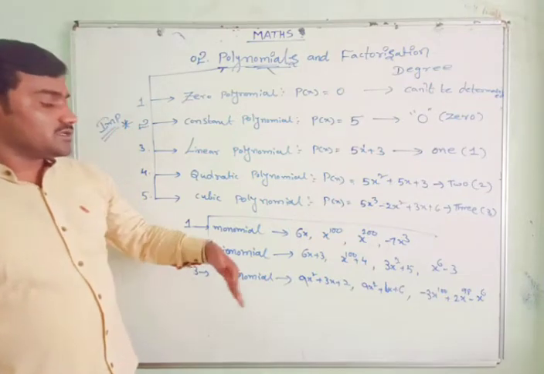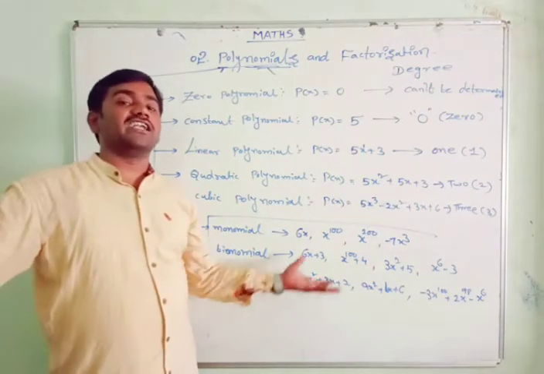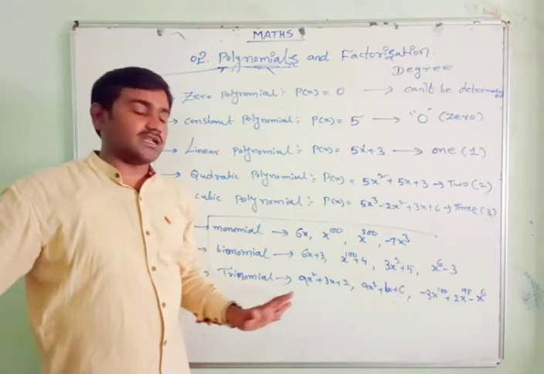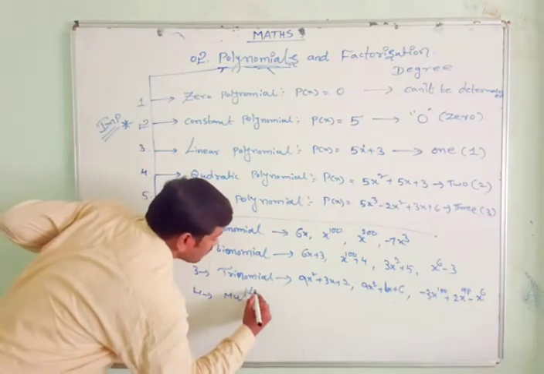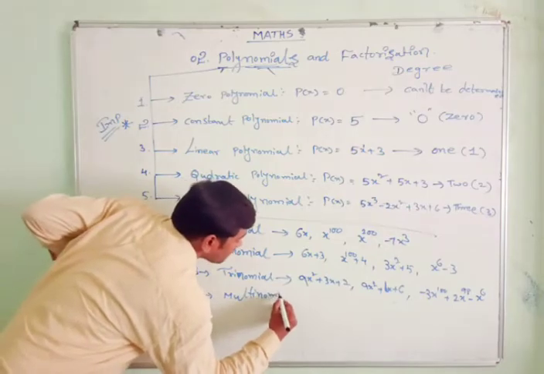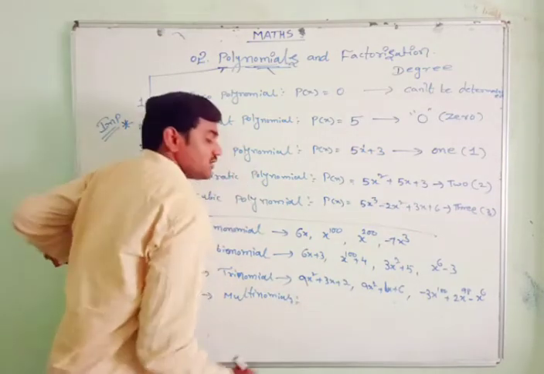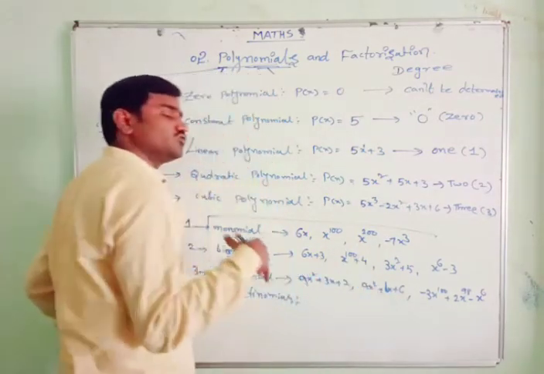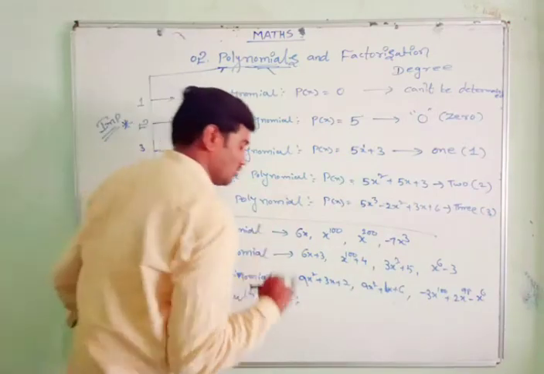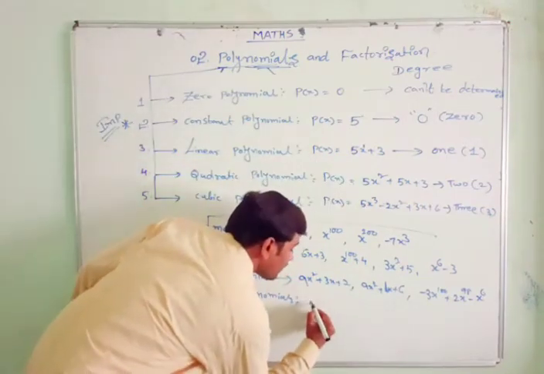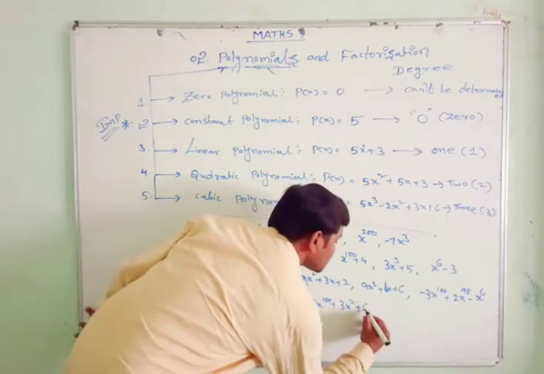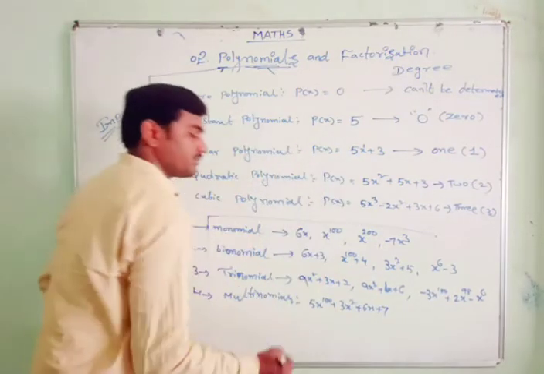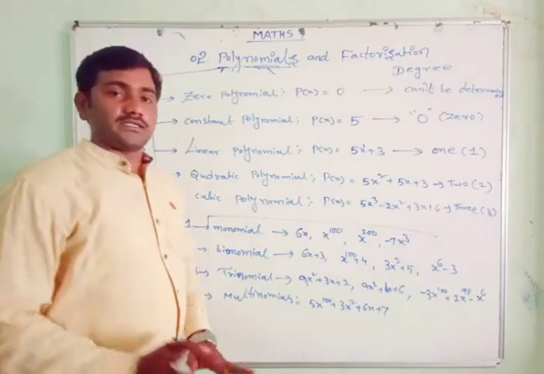If it is more than three terms, it is known as a multinomial. So the fourth one is multinomial. If it has more than three terms, it will be considered a multinomial. Suppose 5x to the power of 100 plus 3x to the power of 2 plus 6x plus 7, whatever. This is a multinomial.